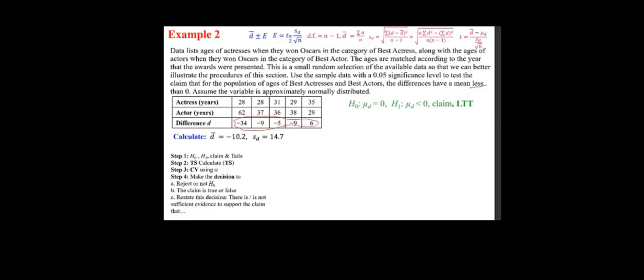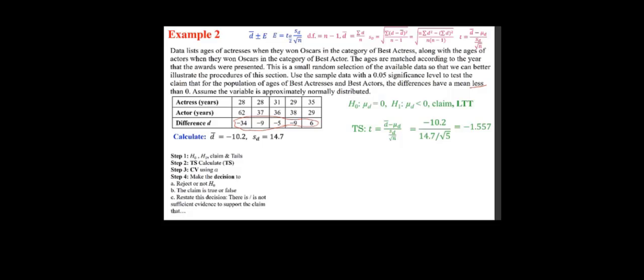So we write the test statistic, T equals D bar minus mu sub D over S sub D over square root of N. And again, mu sub D comes from H0, which is 0. And the result is negative 1.557. All right, so what happens next?